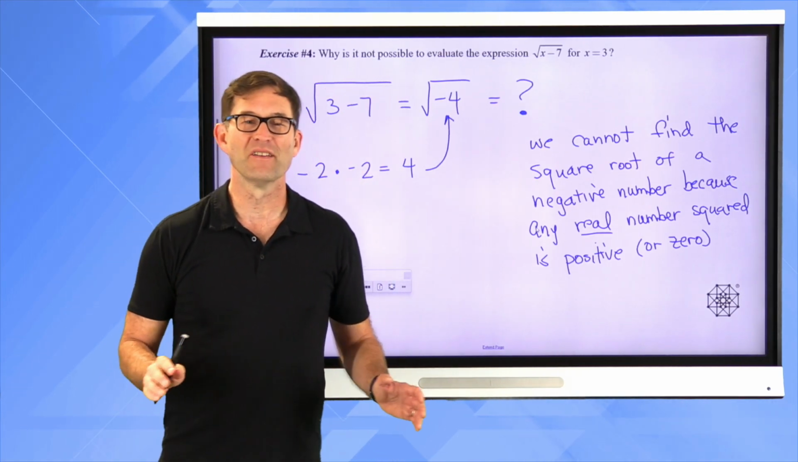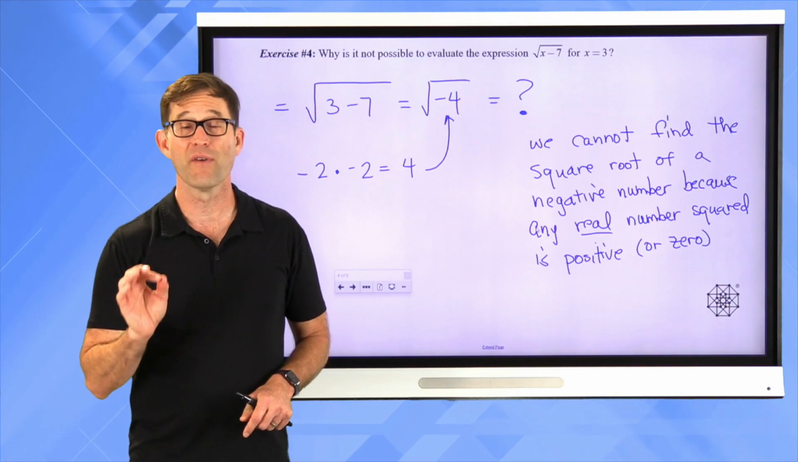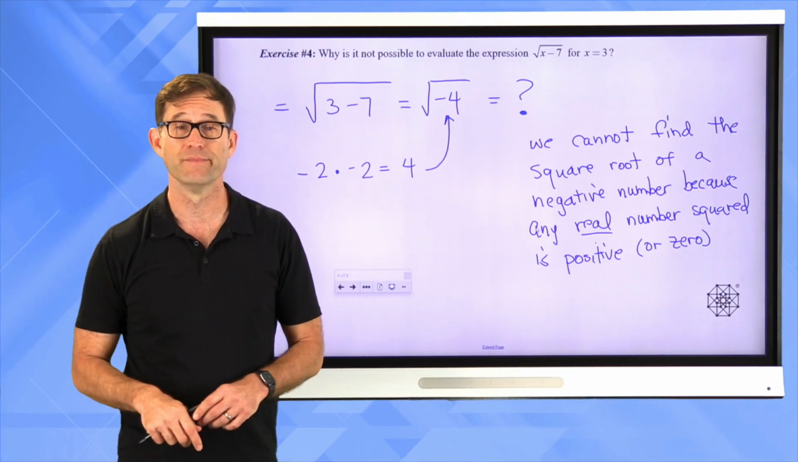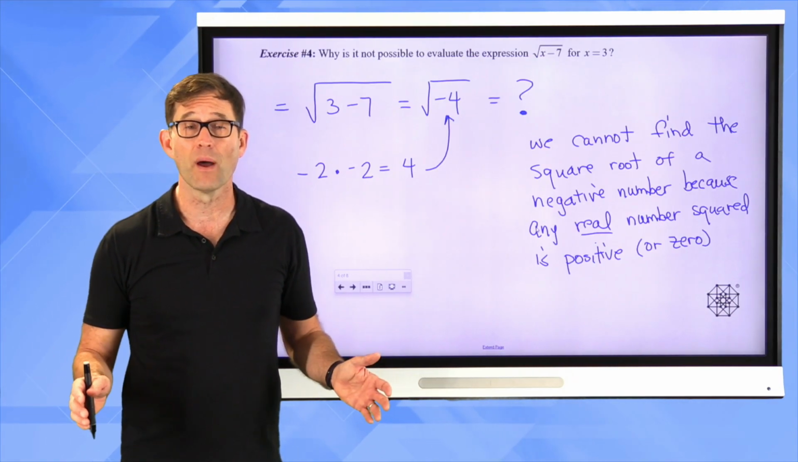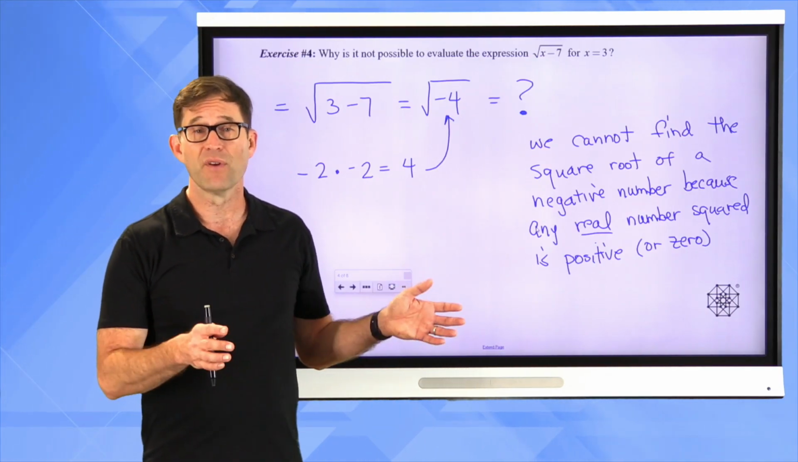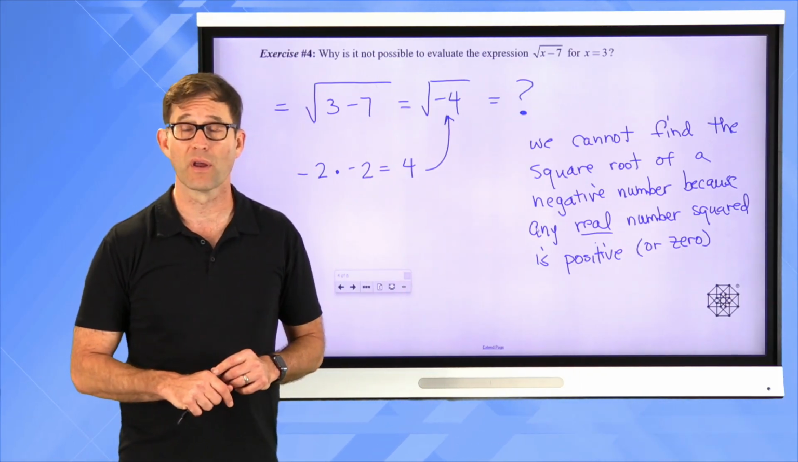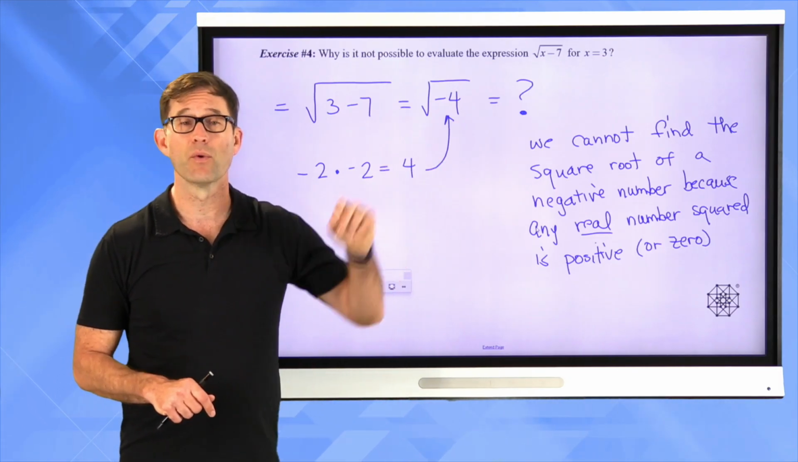So I'd love to be able to say the square of any real number is positive, but 0 is neither positive nor negative, so 0 is kind of an exclusion to the rule. But if you take any other number, any positive number, square it, you're going to get a positive. Any negative number and you square it, you're going to get a positive. So there's no way at this point in time to take the square root of a negative number.